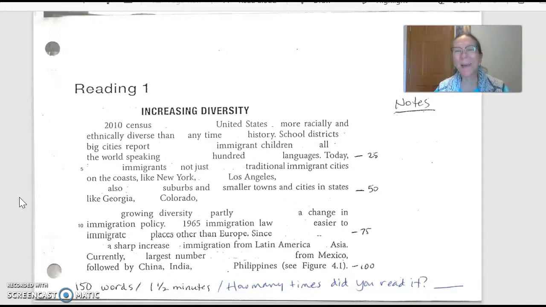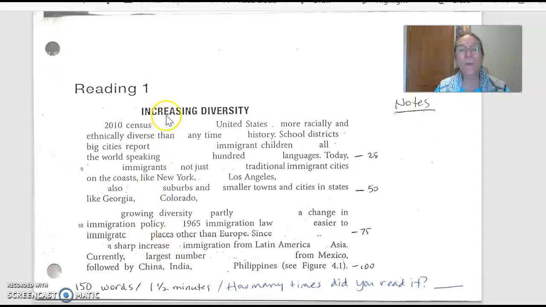Stop. Okay. How was that? Are you comfortable? How many times did you read it? I wanted you to go from the top to the bottom, and only half of the words were there. So I hope that you read twice as quickly.